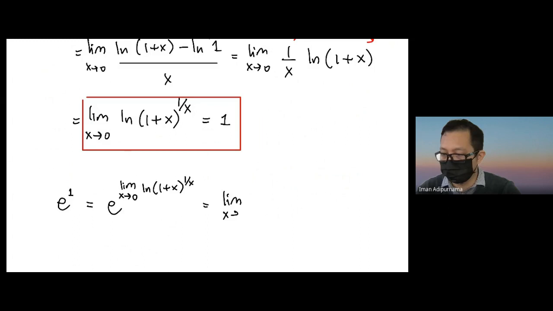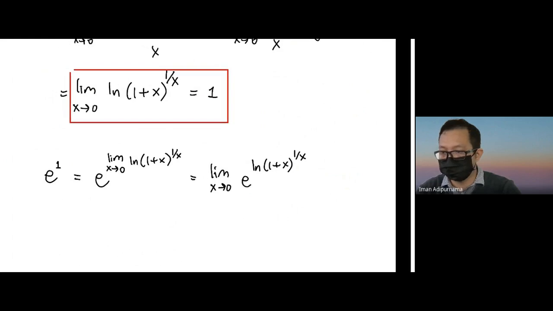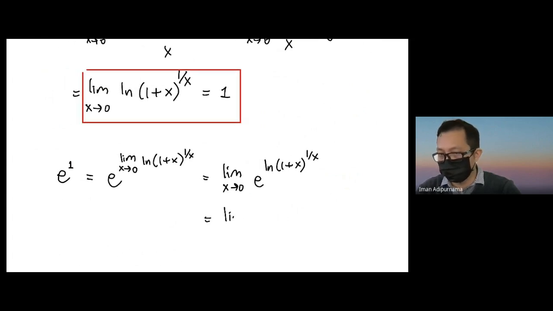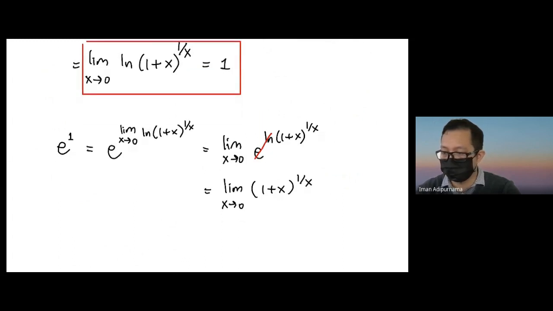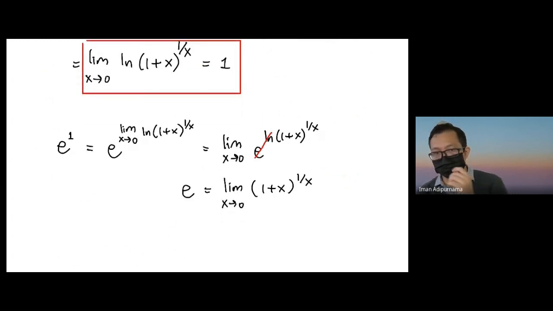And this will result in the limit. We can write this in terms of e to the ln. Whenever you have e with a limit in the power, you can take the limit outside. Same thing. And this will be the limit as x approaches 0 of this, cancel. And we now have e equal to this.